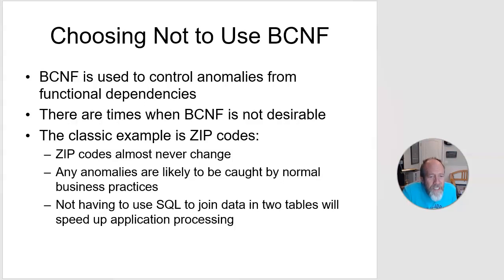Guess what? It's a great example of when you can violate BCNF. Zip codes don't change. They're pretty easy to catch. It's a 5-digit number. You can reference them against a table of allowable zip codes. It's not that hard to do with those. And there's plenty of examples like the zip code.